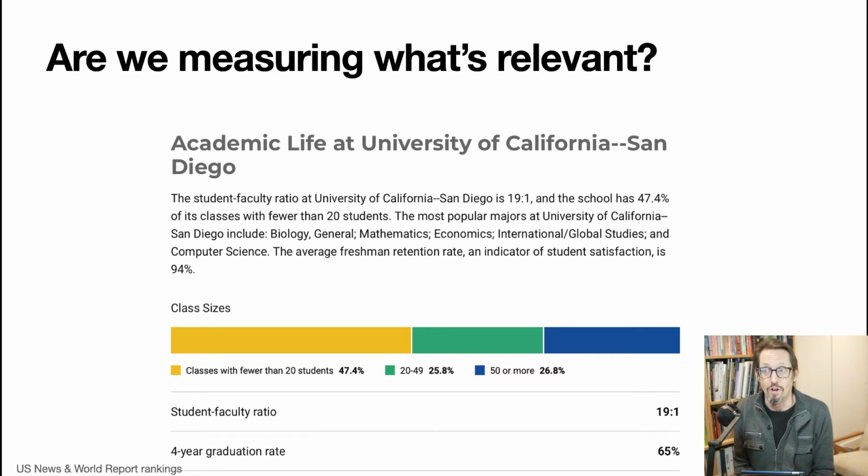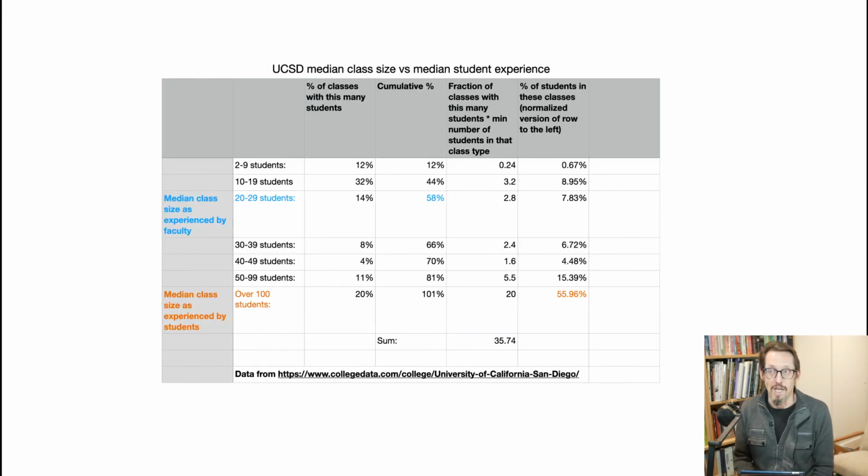Are the universities all lying, right? Is this all just a big hoax, fake news? No, they are not. So the thing is that average class size isn't what you care about. It's not relevant to a student. Huh? What do I mean by that? So here's what I mean by that.